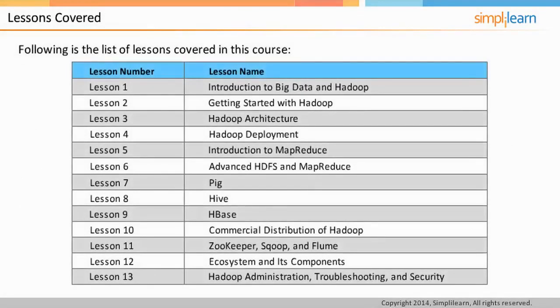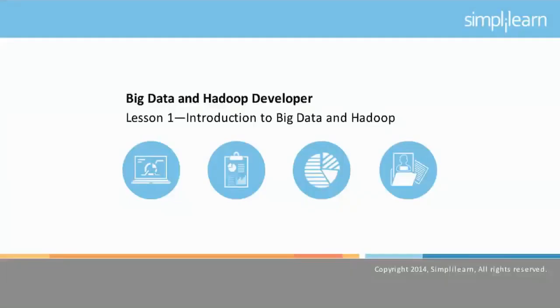There are 13 lessons covered in this course. The table lists the lesson numbers with their corresponding names. Hello and welcome to Lesson 1 of the Big Data and Hadoop Developer course offered by Simplilearn. This lesson will provide an introduction to big data. Further, it will introduce Hadoop as a big data technology. Let us explore the objectives of this lesson in the next screen.